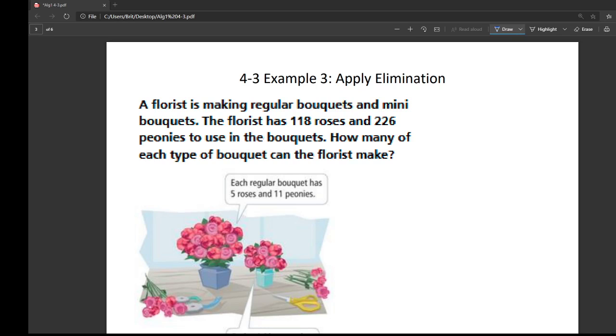In this video, I'm covering example 3 from section 4-3 in the SavvasRealize Algebra 1 textbook. So in this example, we are taking a real-world situation and we are using the elimination method in order to solve this model.